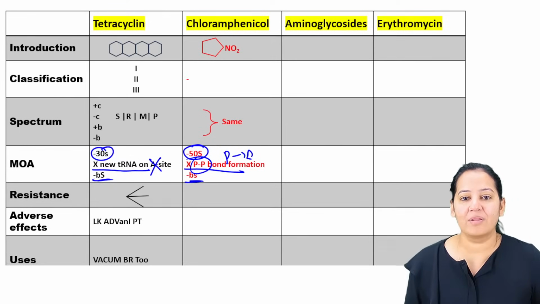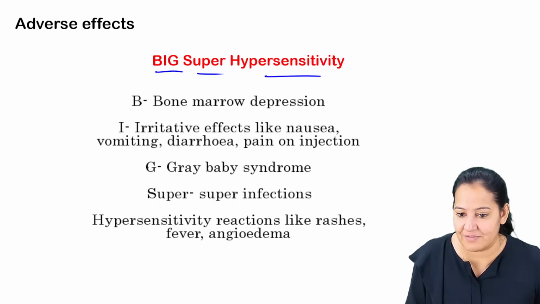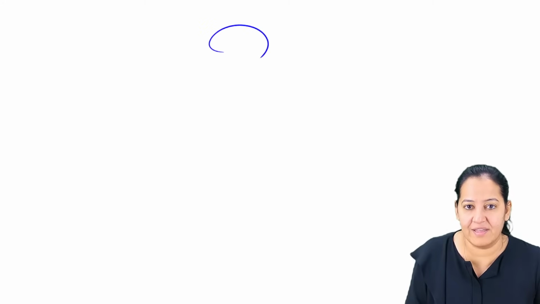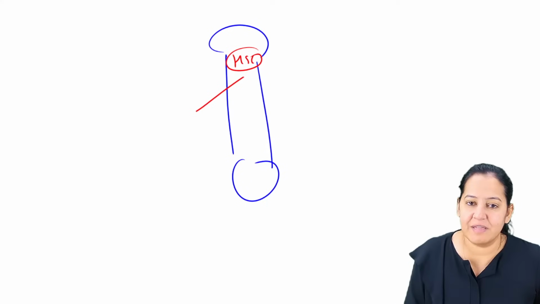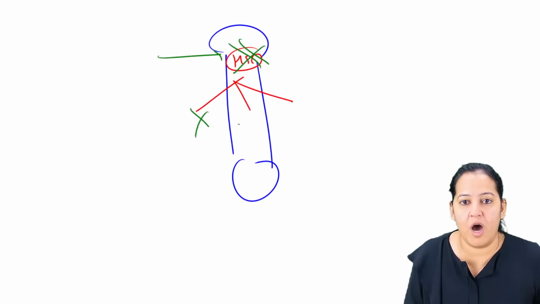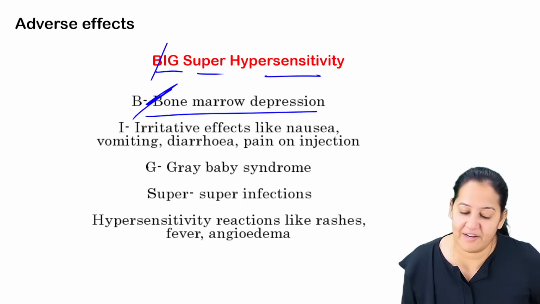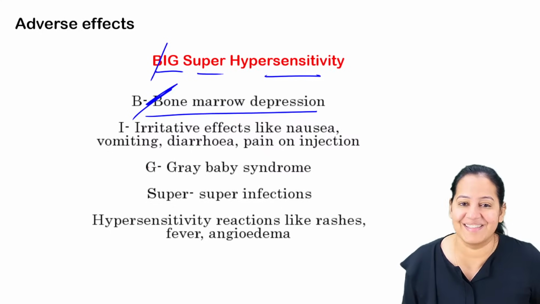Coming to the adverse effects and uses, the 2 mnemonics. The adverse effect mnemonic is Big Super Hypersensitivity. For chloramphenicol, B stands for bone marrow suppression. In the bone marrow, we have hematopoietic stem cells, which form RBC, WBC, and platelets. Chloramphenicol inhibits and kills this cell, so no RBC, no WBC, no platelets. The patient has pancytopenia. So it's a very severe side effect. That's why chloramphenicol is banned nowadays.